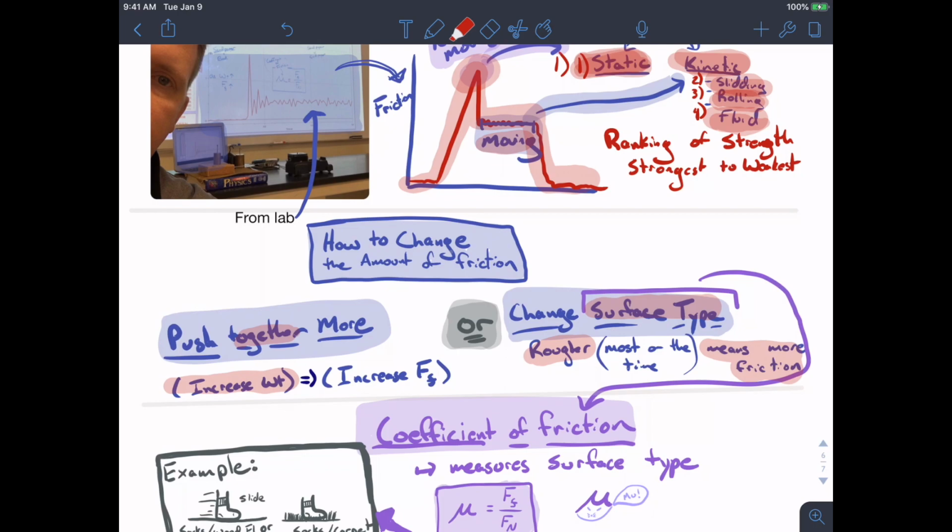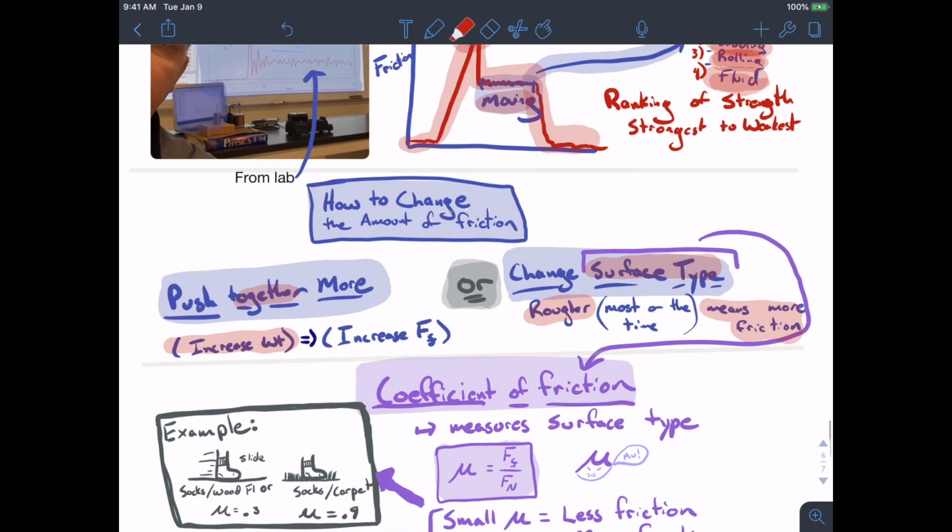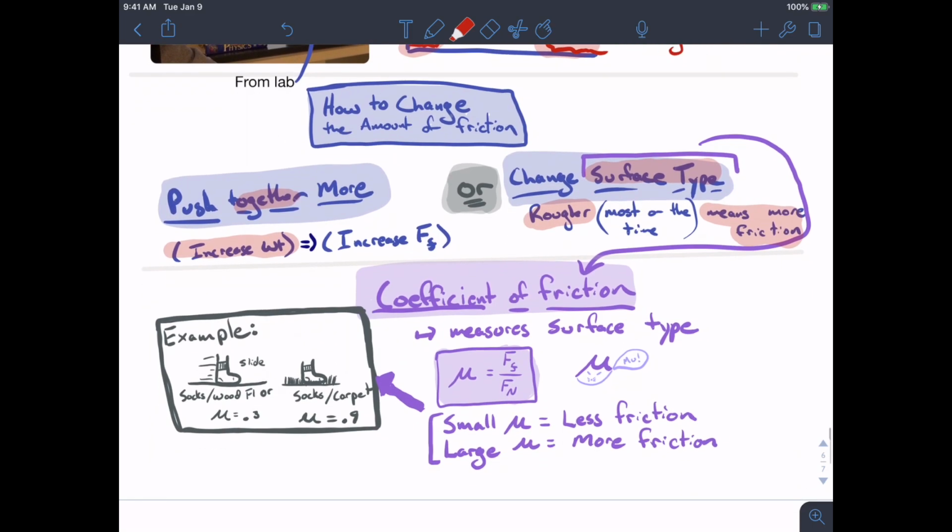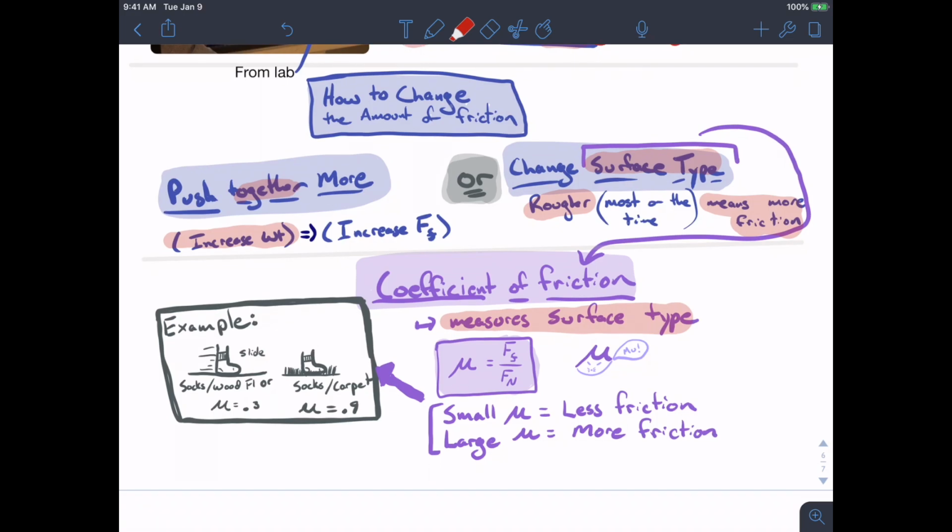And so what scientists did is they came up with a way to measure it. The way that they measure the type of surfaces that are in contact and how much friction they're going to be is through this term we call the coefficient of friction. Now, I can't stress this enough. The coefficient of friction simply measures the type of surfaces that are in contact with each other. So it's a way of ranking how much friction is going to be between two surfaces when the friction is there. The way you calculate it is you take the force of friction divided by the normal force.